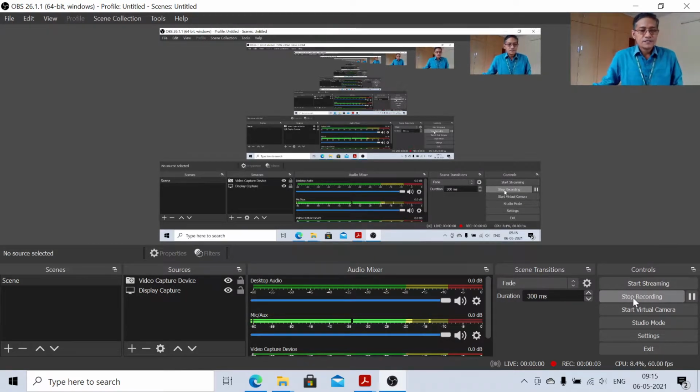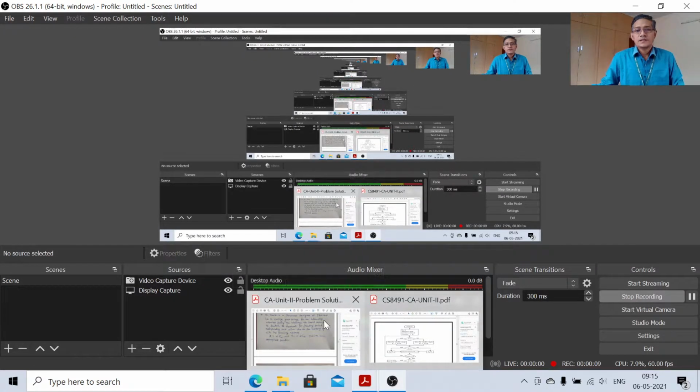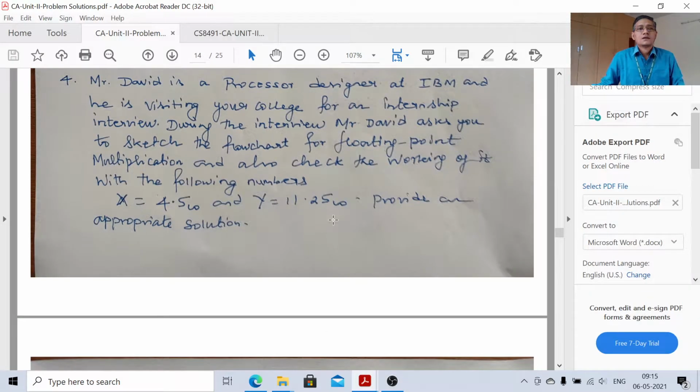Welcome to this series of lectures on computer architecture. Today we will be learning about floating point multiplication algorithm. So we will take up one problem example for performing this floating point multiplication, and the problem statement is given to us like this.